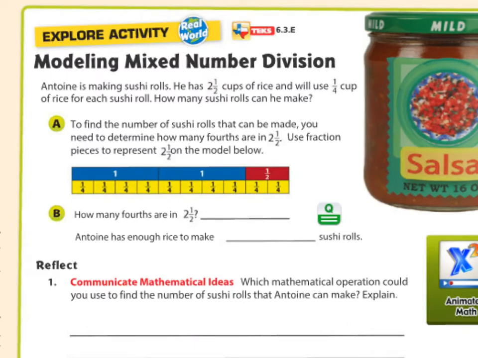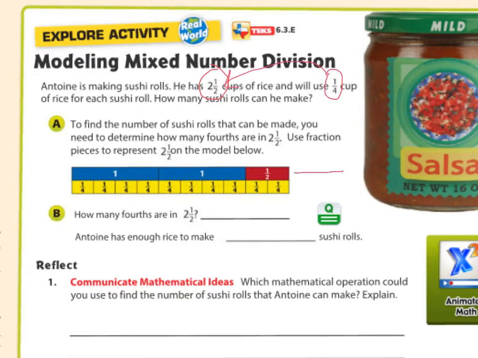So this is a pretty typical kind of situation that you would divide fractions for. Antoine is making sushi rolls. He has 2.5 cups of rice and will use 1/4 of a cup of rice for each sushi roll. So how many sushi rolls can he make? So you're wanting to see how many groups of 1/4 make 2.5.